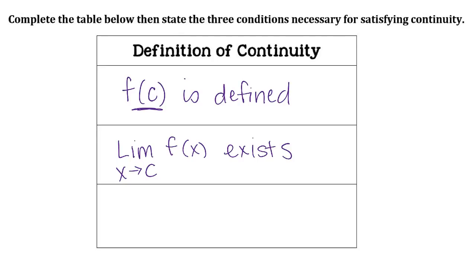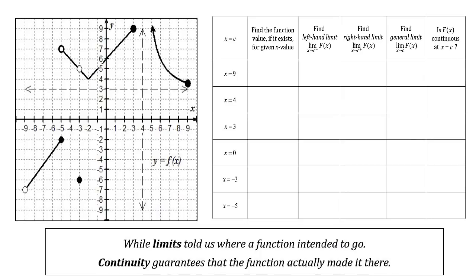And then the third and final thing is, if the limit as x approaches c of the function exists, is it equal to the actual function's value? And if we can prove that those three things are true, then we can prove that we are continuous at a particular value. So keep these three steps in mind as we go through in a chart.